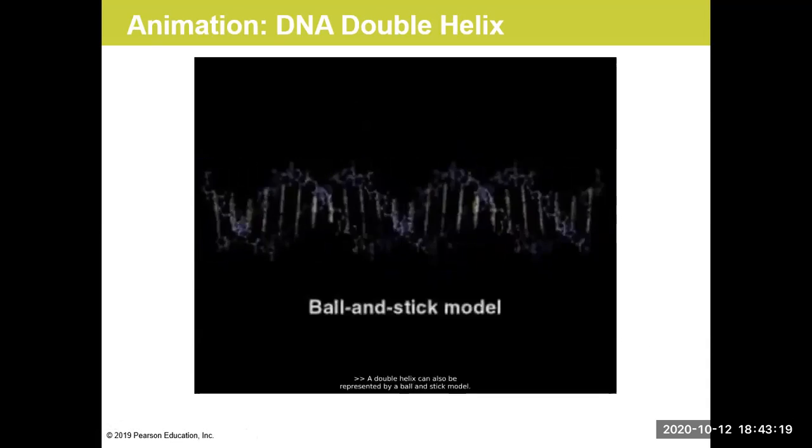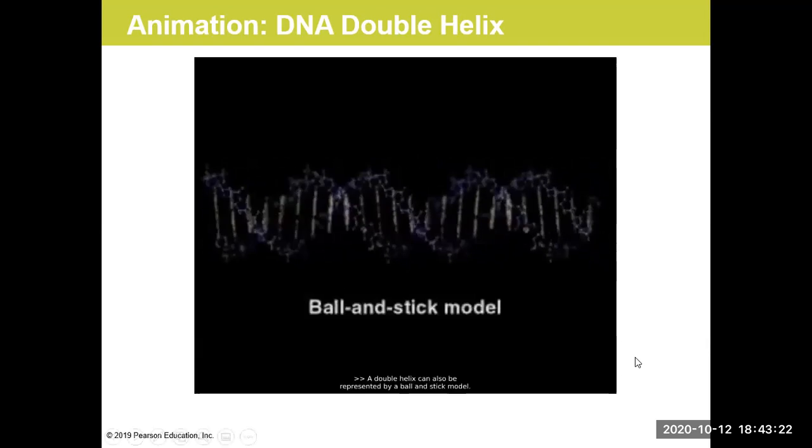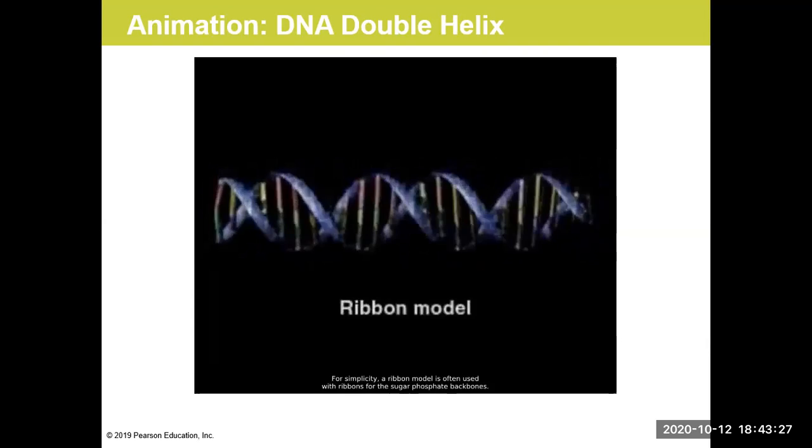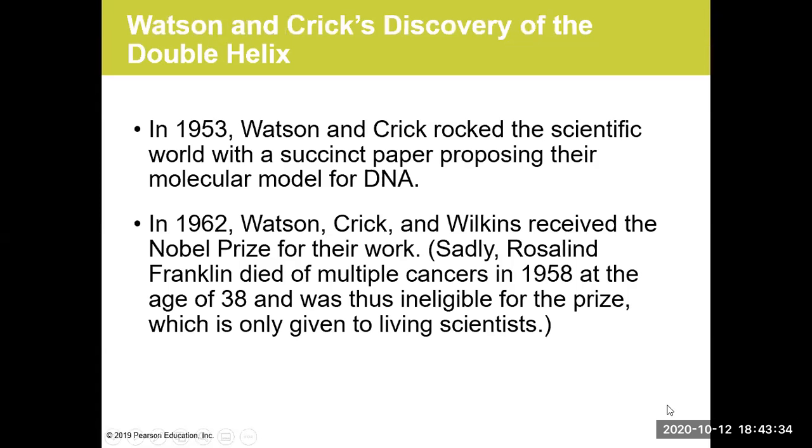The double helix can also be represented by a ball and stick model. For simplicity, a ribbon model is often used, with ribbons for the sugar phosphate backbones. Watson and Crick published their findings in 1953, and they received the Nobel Prize in Medicine for their work in 1962. Unfortunately, Rosalind Franklin died of multiple cancers in 1958 and thus could not receive the Nobel Prize, which is given only to living scientists.